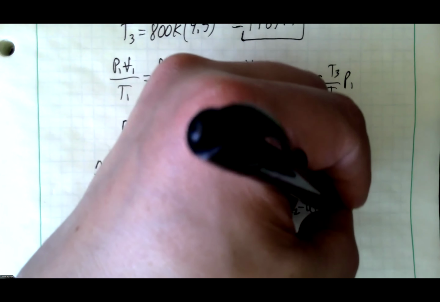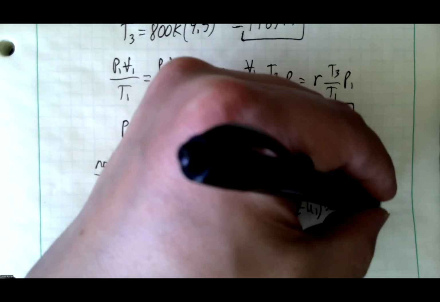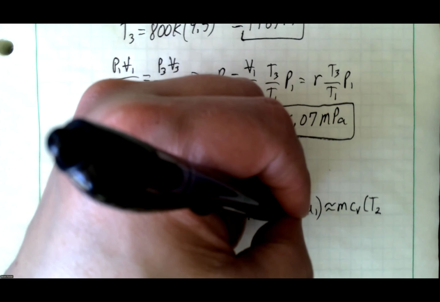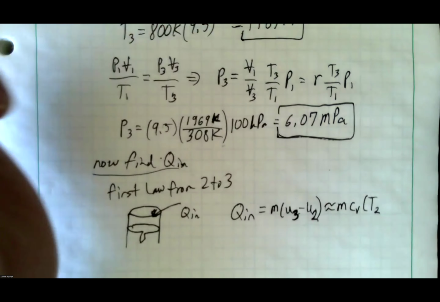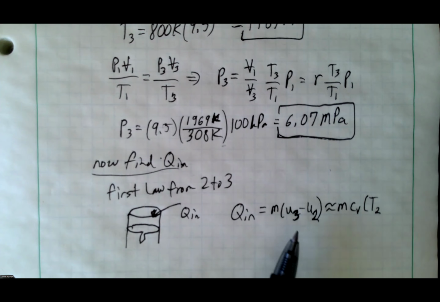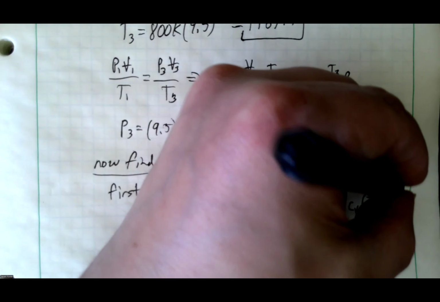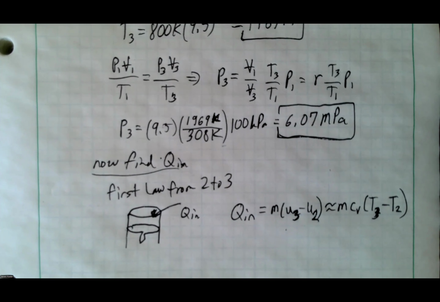I have an ideal gas, so I would approximate this as m c sub v. I apologize, it's not from 2 to 1. It's from final minus initial. I'm ending at state 3 and I'm starting at state 2. So this is from 2 to 3, and those are the subscripts we need to be using here.